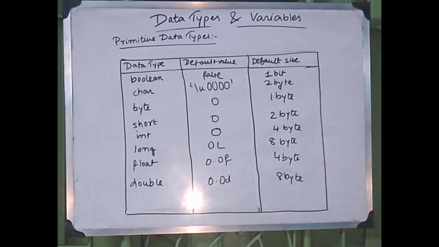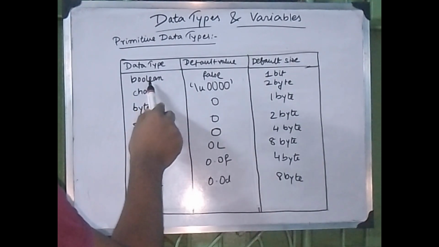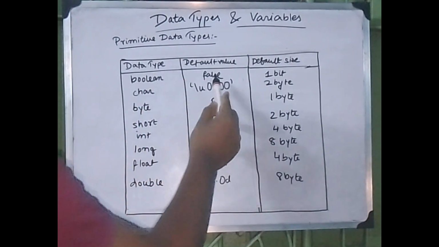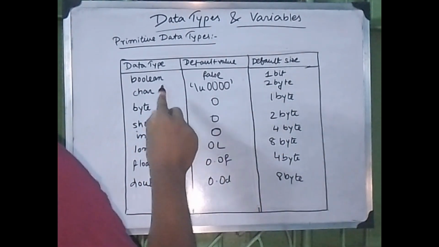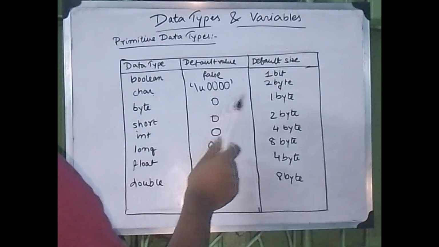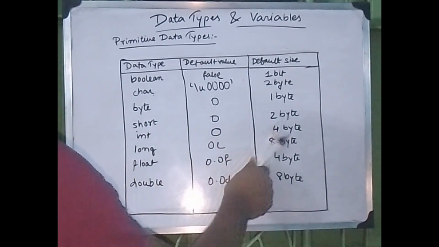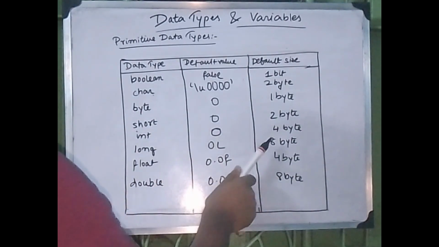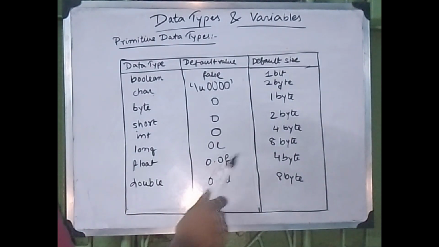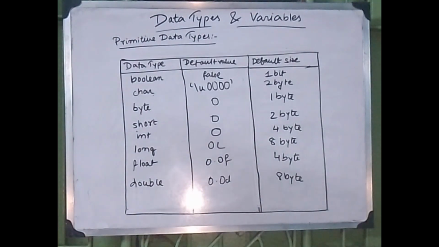Here is the table for the primitive data types and their default values and sizes. The first one is boolean, default value false, default size 1 bit. Second is char, \u0000, 2 byte; byte 0, 1 byte; short 0, 2 byte; int 0, 4 byte; long 0L, 8 byte; float 0.0f, 4 byte; double 0.0d, 8 byte.